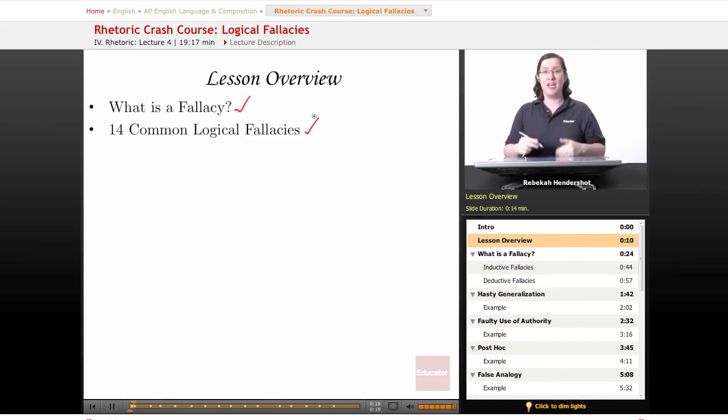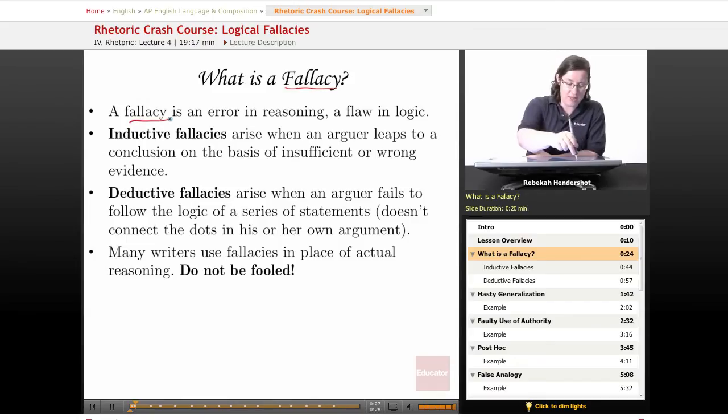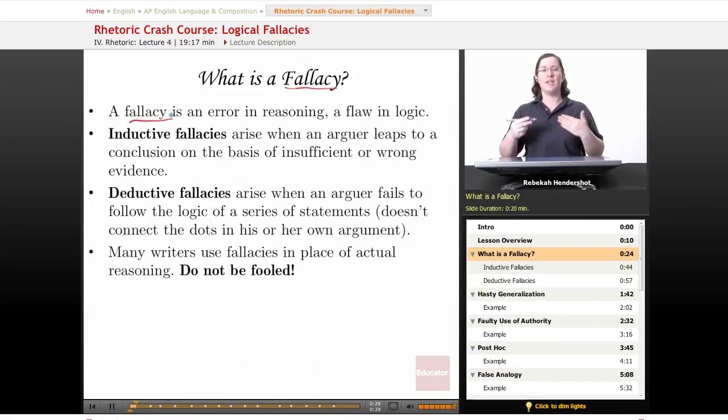logical fallacies that you'll have to watch out for, both in what you read on the exam and in the essays you'll write. So, to begin with, what is a fallacy? Well, a logical fallacy is an error in reasoning. It's a flaw in logic. It's where your brain makes a mistake, where you're not paying enough attention, where you're not thinking things through. And unfortunately, they're extremely common among non-professional writers, non-professional reasoners.